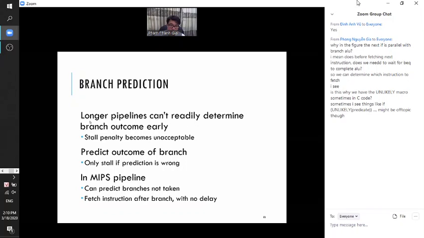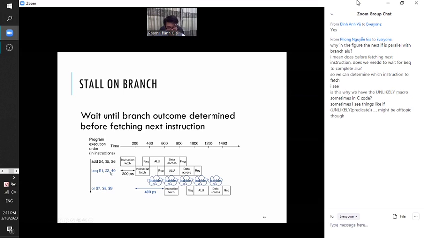So in that case, we can determine the branch outcome early. And we must accept a stall penalty, which becomes unacceptable. So in that case, if we predict that 1 is not equal to 2, the next instruction is the next address. So in that case, it is okay. All the functions are working correctly. But if 1 is equal to 2, the PC will increase by 40.